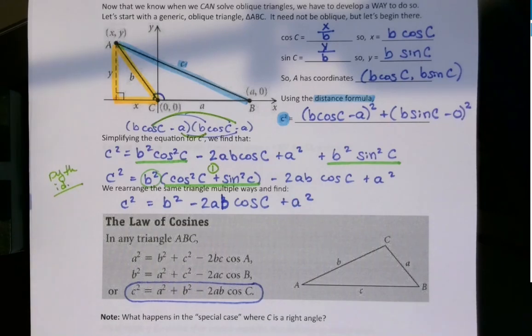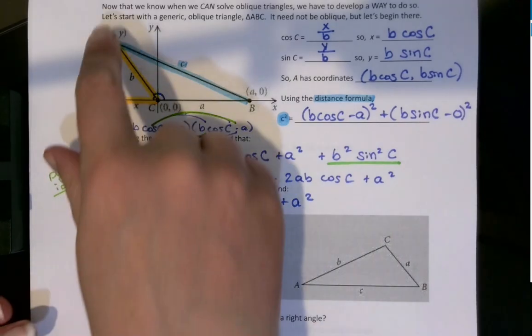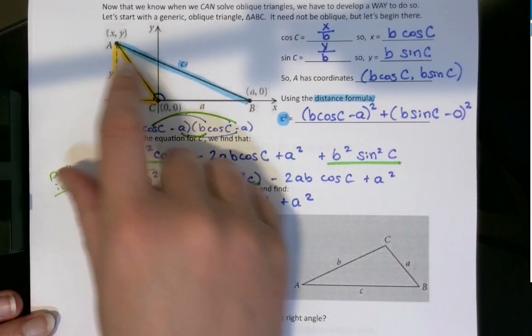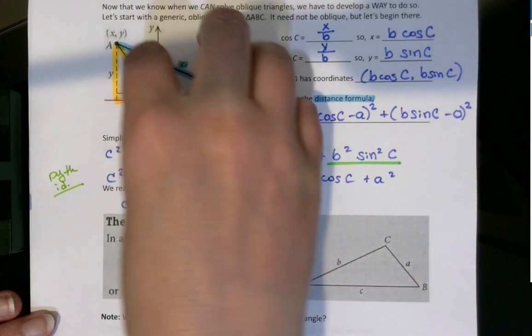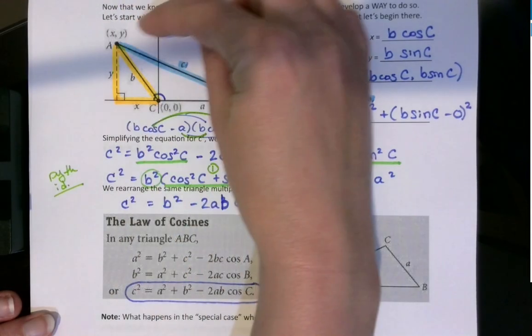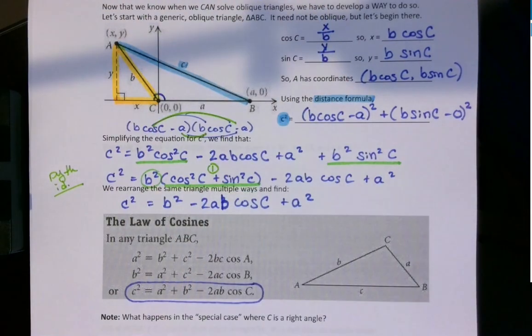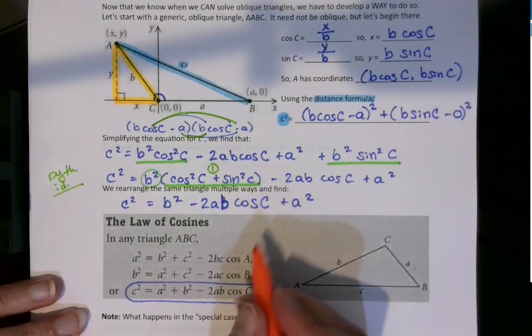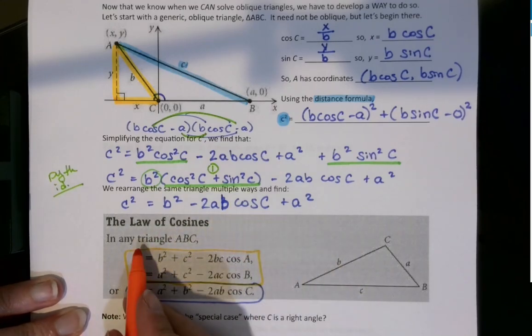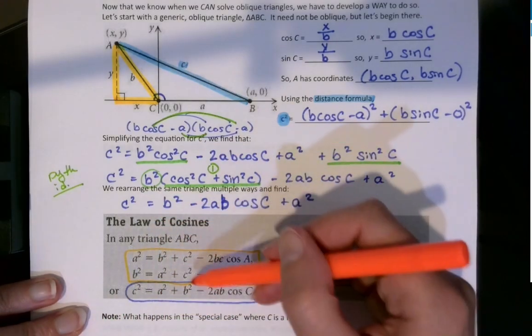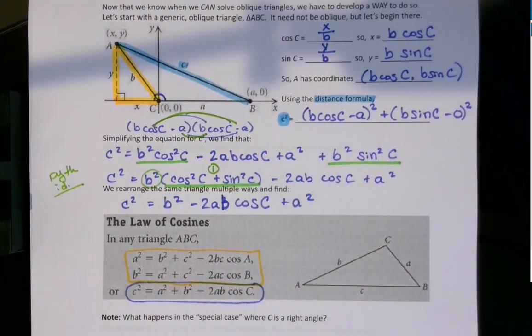Now, you could also make an argument that you could look at aligning a different side with the x-axis, just tipping your triangle, putting the x and y-axis in a different position, and doing this again. And you would come up with the other two formulas. So you also could write the formula as either a squared or b squared equals, in the case of a squared, b squared plus c squared minus 2bc cosine a.